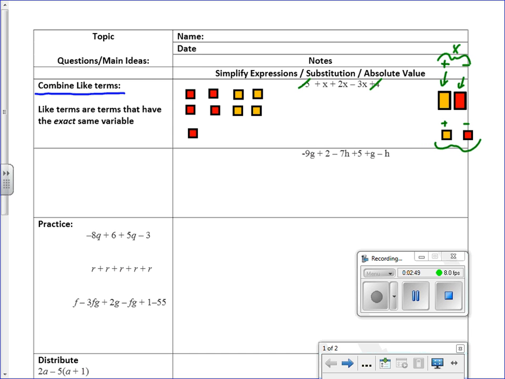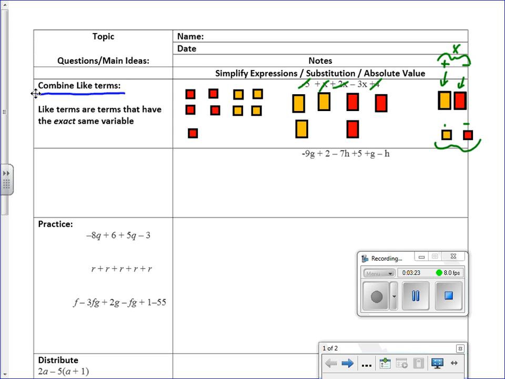Now I want to represent my x's. Here I have one positive x, so that one is done. I have 2 additional positive x's, 1, 2. If I combine those together right now, I could call that 3x. And then I have negative 3x, so there's 1, 2, 3.